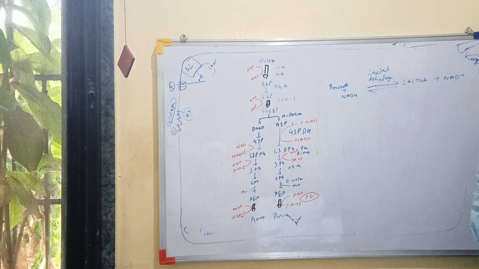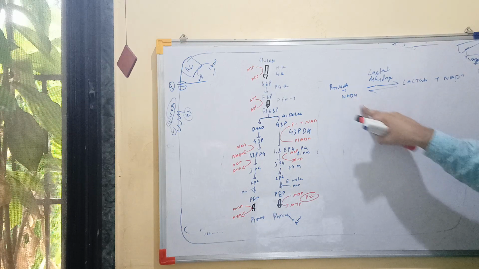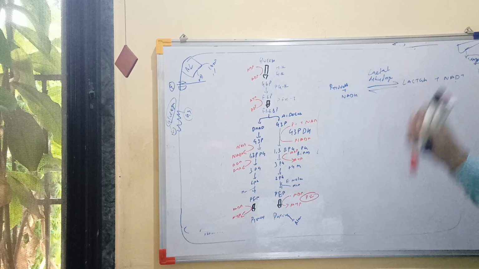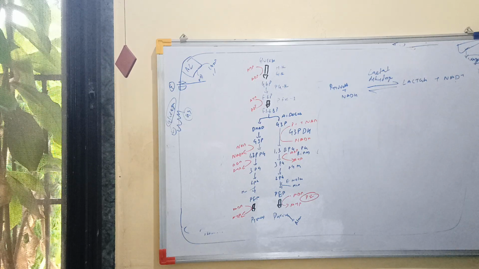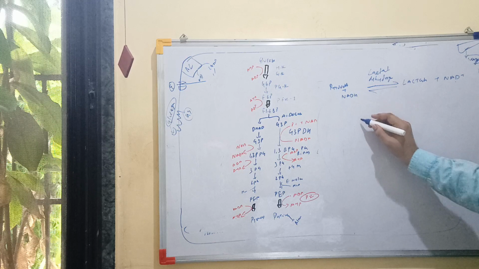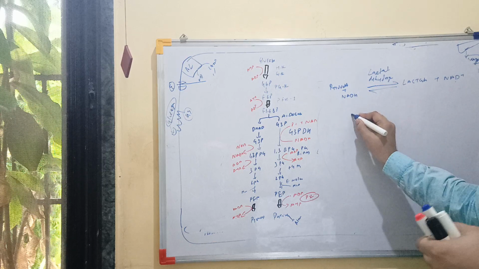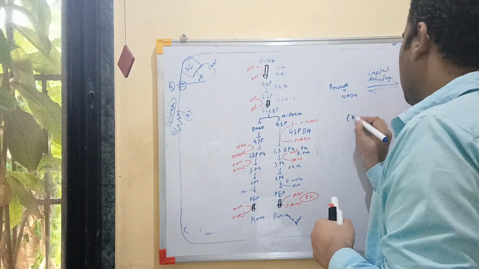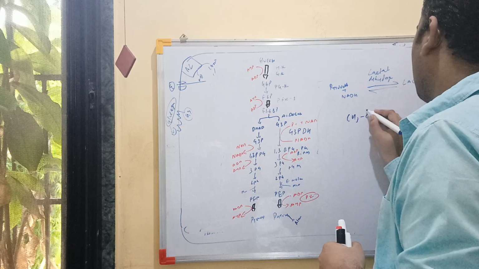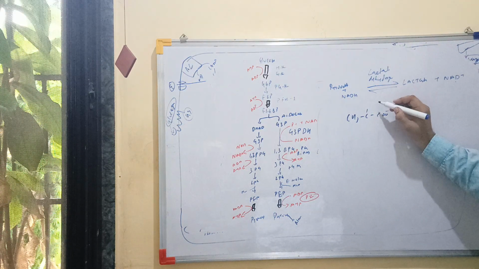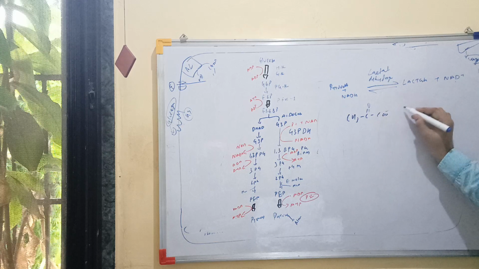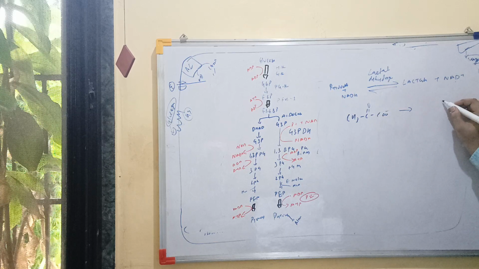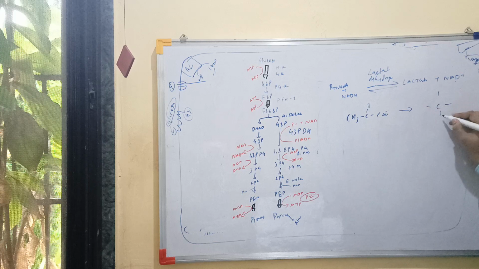So here what is happening? Here pyruvate is reduced back to lactate, so that NADH can be oxidized into NAD. You will understand when I show you the structure. Let's say this is our pyruvate, with a COO minus and one double bond. So this is your pyruvate, and you can see the lactate structure.